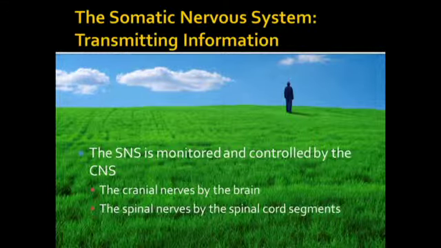So I talked about how the central nervous system is important in mediating behavior. We're going to talk very briefly about the somatic nervous system, which is part of the peripheral nervous system that's involved in transmitting information. So importantly, the somatic nervous system is monitored and controlled by the central nervous system. And remember, the somatic nervous system is comprised of the cranial nerves and the spinal nerves. So the cranial nerves are monitored and controlled by the brain, and the spinal nerves are monitored and controlled by the spinal cord segments.